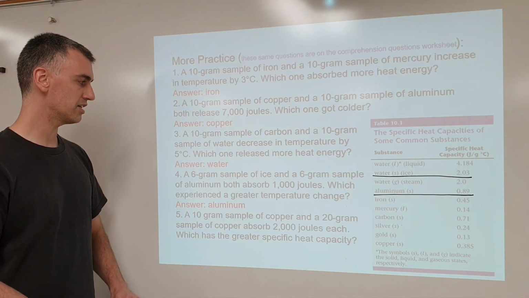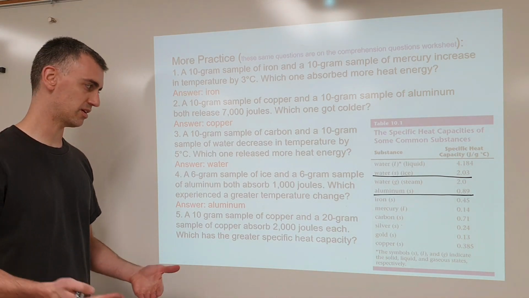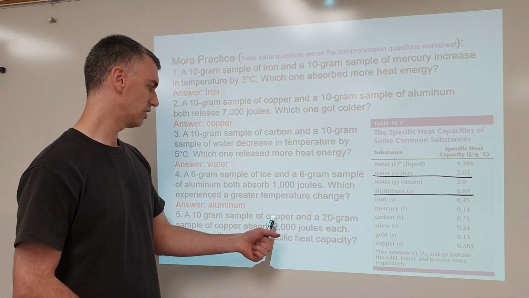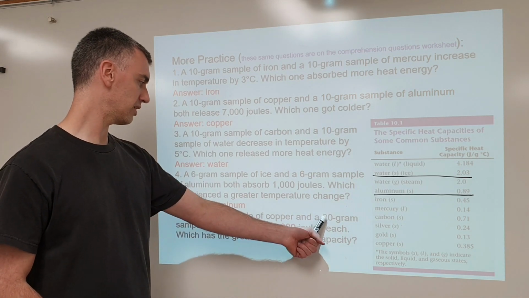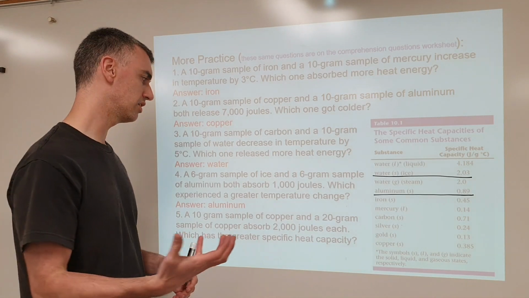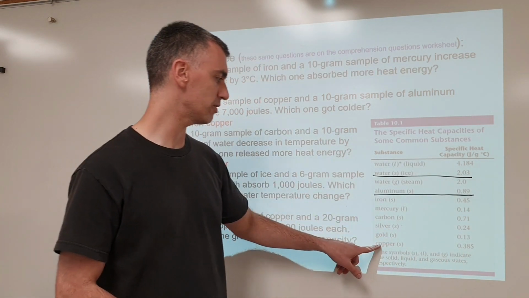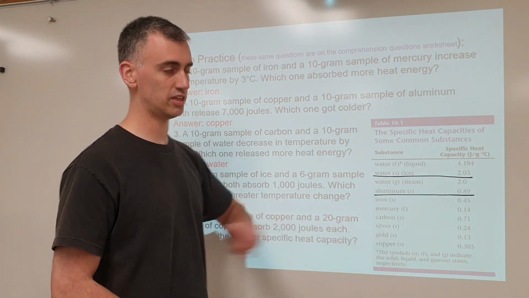Why? Because the specific heat capacity, as mentioned before, does not depend on the amount of substance. Specific heat capacity is determined by the identity of the substance. So it doesn't matter how much copper you have, 20 grams or 10 grams, it's the exact same specific heat capacity. No matter how many grams of copper you have, you can have a whole boatload of it, but it's still this for the specific heat capacity.